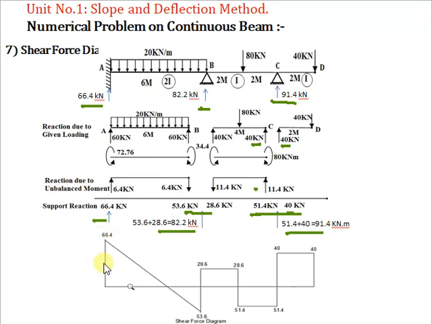Now let's draw the shear force diagram. So the reaction is 66.4 up, minus 20 into 6, you will get 53.6, plus this 82.2, you will get 28.6 positive. There is no load, so a straight line. Then minus 80, we will get minus 51.4 kilonewton, no load, so a straight line up to C. Then plus 91.4, we have plus 40, no load, so a straight line up to 40. So plus 40 minus 40, we have 0 here. So this is the shear force diagram.